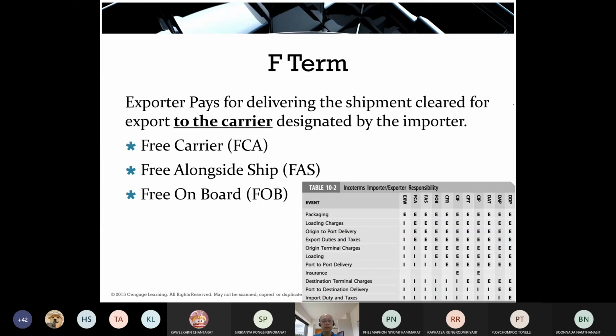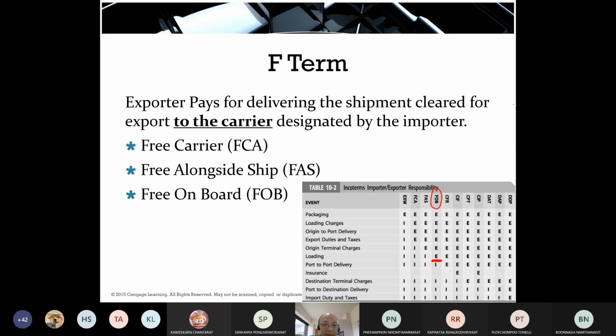Okay. The next term is the F term. The one that I would highly recommend you to pay attention to is the FOB. With FOB, once the freight is loaded onto the ship, it will be the responsibility of the importer. So the risk of damage is transferred to the importer because the ownership has been transferred once the goods are actually loaded on the ship.